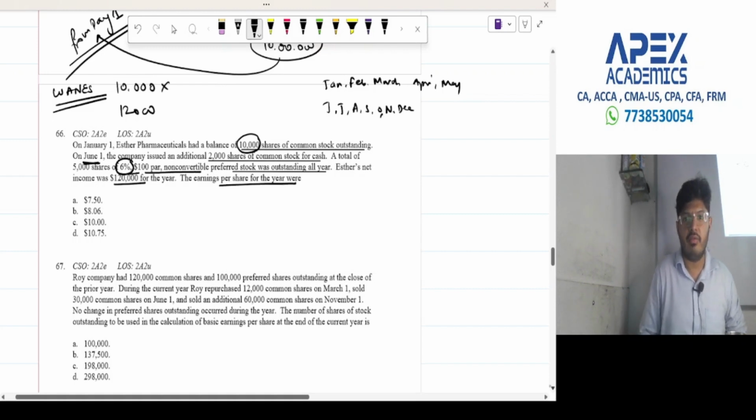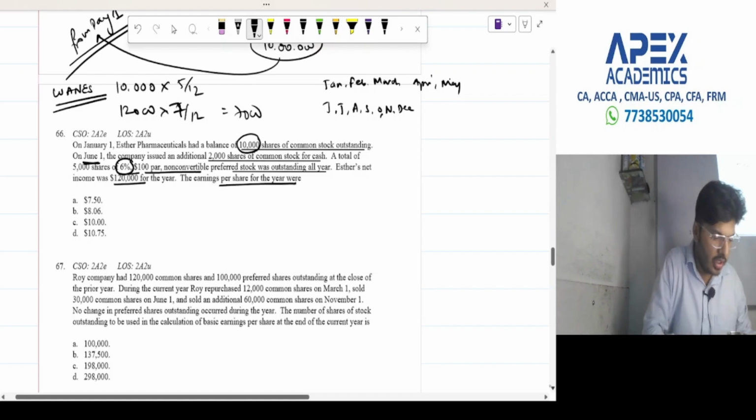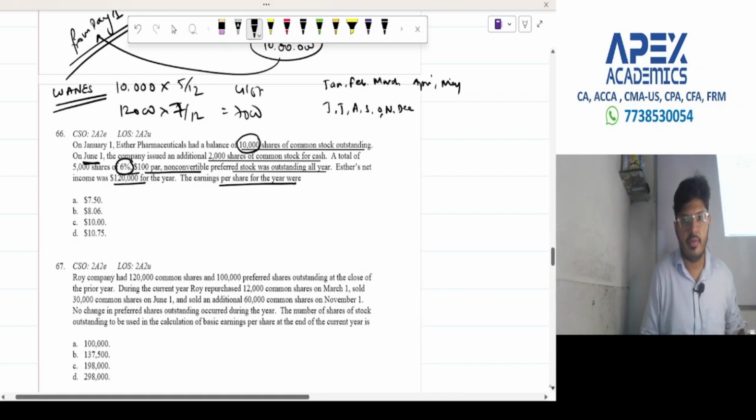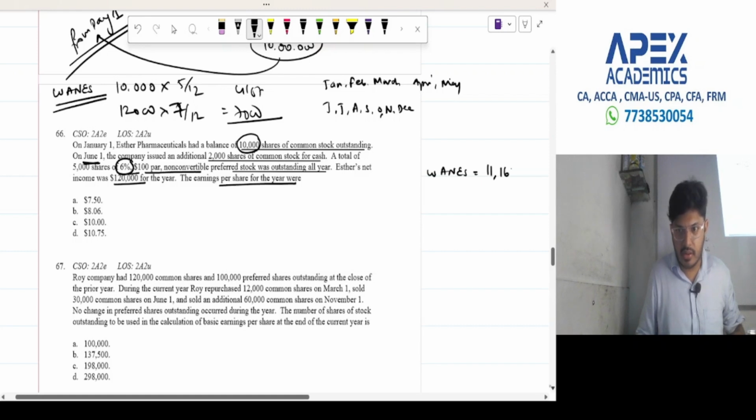So let's count the months. 1, 2, 3, 4, 5. Sir, the first one is 5/12, the second one is 7/12. This will come to 7,000. How much will this come to? 10,000 into 5 divided by 12. The answer is how much? 4,167. So what is your weighted average number of equity shares? Sir, our weighted average number of equity shares is equal to 11,167. Sir, now we only need EAESH.